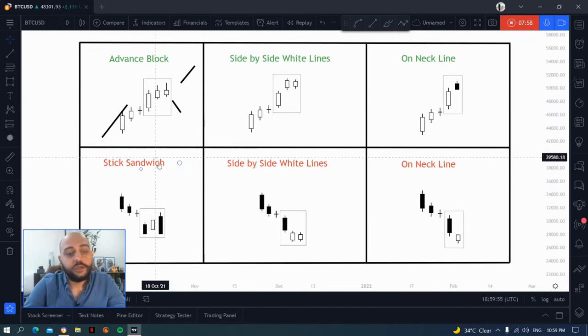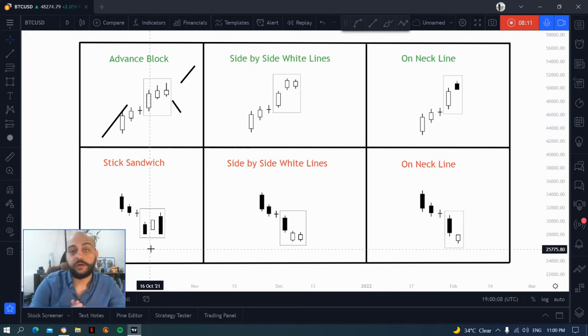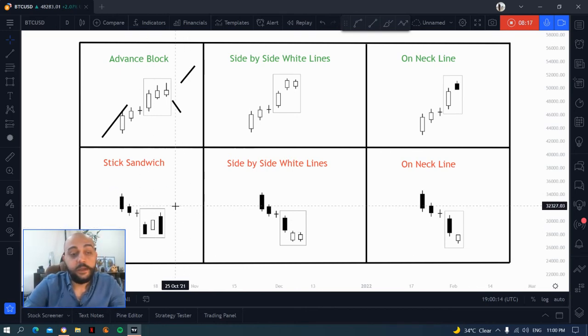Okay. So, the stick sandwich. Stick sandwich is basically 3 different candles, a 3-day candlestick pattern. Now you guys remember when I talked in our last video, each candle represents 1 day. If you're looking at a daily chart, a daily chart represents 1 day, 1 candle. This one is a 3-day candlestick pattern.